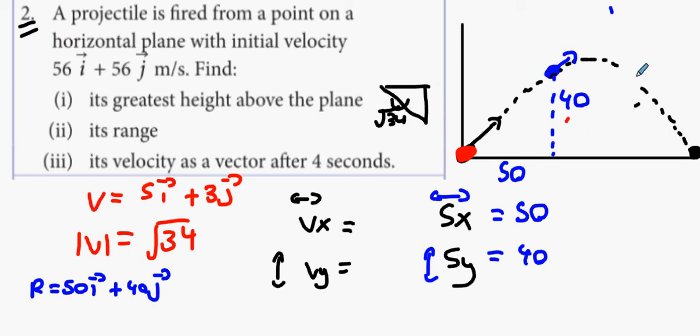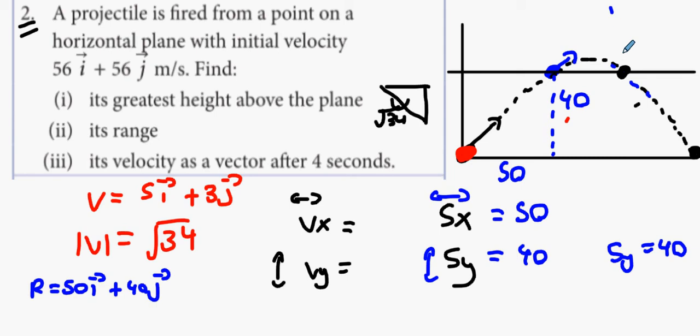Will Sy hit 40 again? Where? Out the other side. And it will hit 40 again. Because remember, it's displacement from the ground, it's not distance travelled. You will be 40 meters above the ground again.